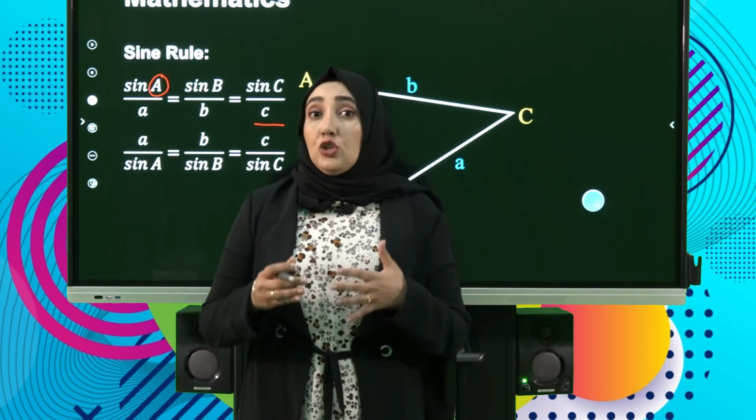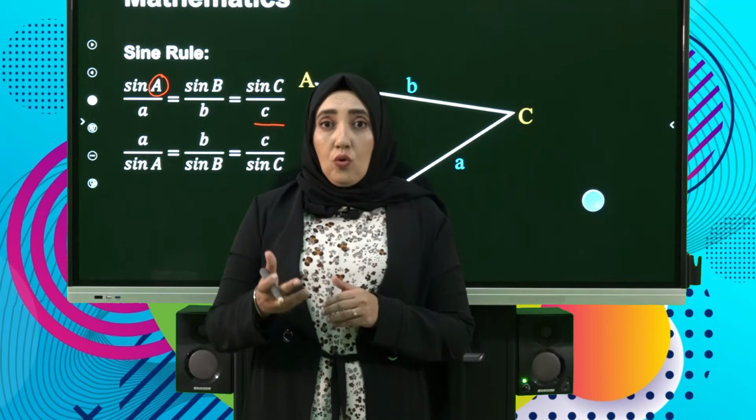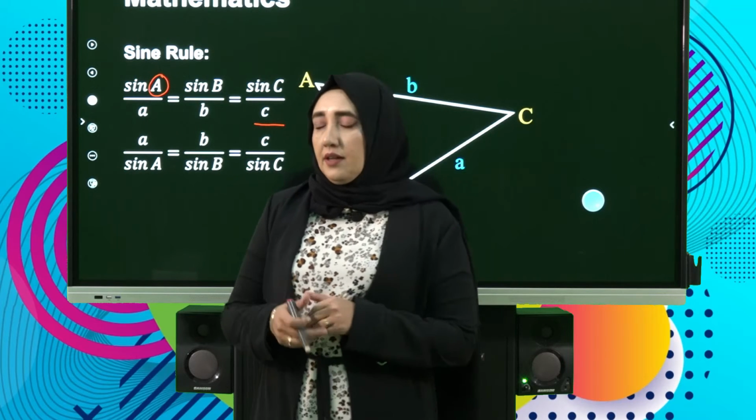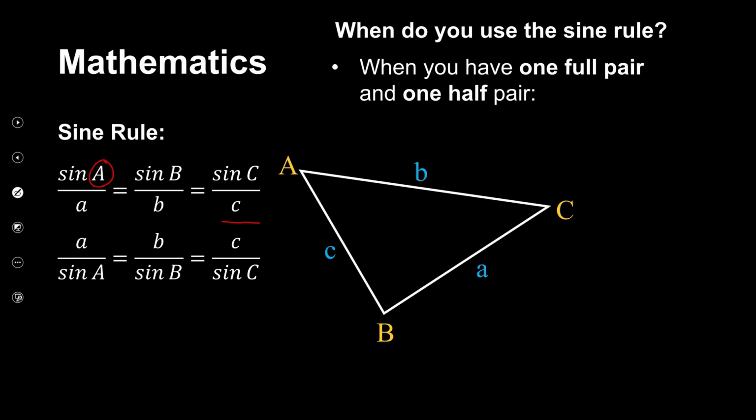Now, can you remember when we use the sine rule? What's the criteria for that? Let's check. Okay, we need to have one full pair and one half pair. So we need one pair of angles and sides, and one half pair. So either we can be given that and then we can find the angle, or the other way around.